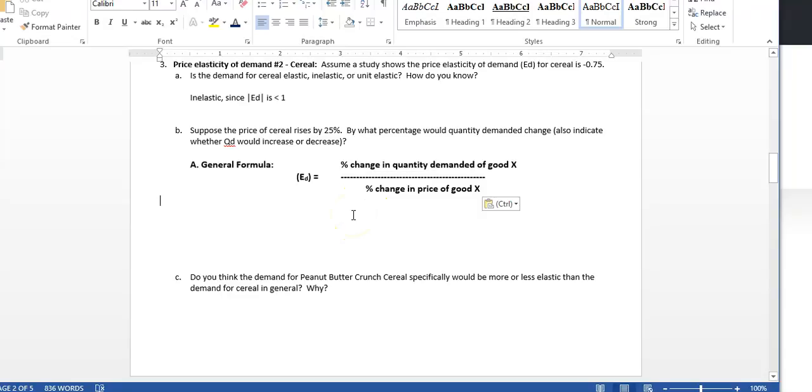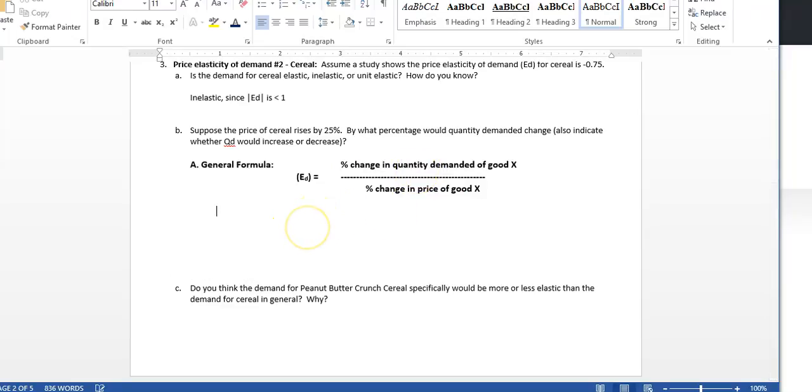In the other problems, we had to calculate these percentages. This problem's a little bit different. You're given ED, and you're given the percent change in price. We need to find the numerator. So all we're doing here is algebra. Plug in what we know, solve for x. All right, so we know ED is negative 0.75.